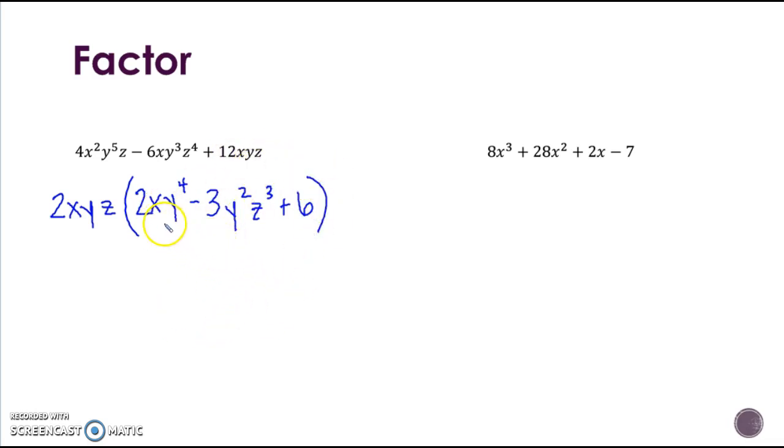Remember, you're going to have the same number of terms in your parentheses as what you started with. And then they should have nothing in common. So 2, 3, and 6, we can't take anything else out. They don't all have x's, y's, or z's.